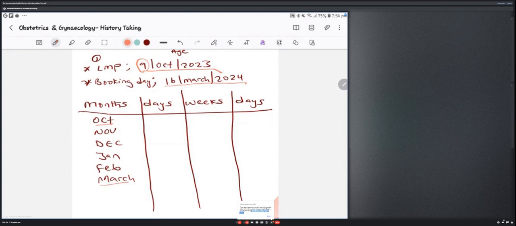Now, how many days do you have in October? 31 days, I guess. 31 days, right? Yes, 31 days. But she's seeing you on the 9th of October. So you remove the 9 days, and then the remaining days of October, you write it out. If we have 31 days in October, you remove 9, what will you be left with?